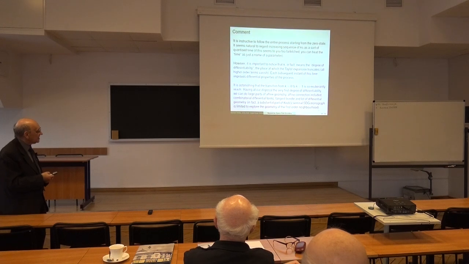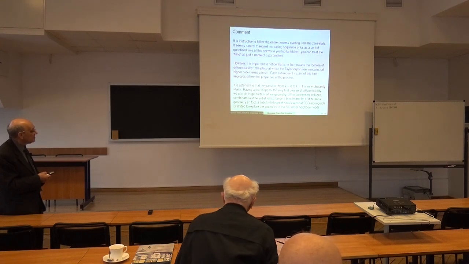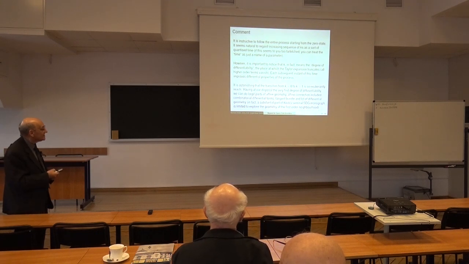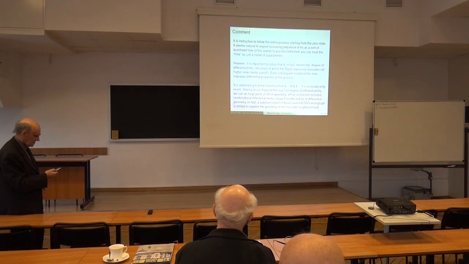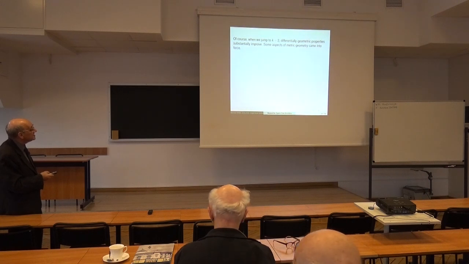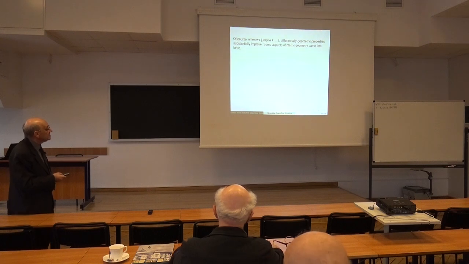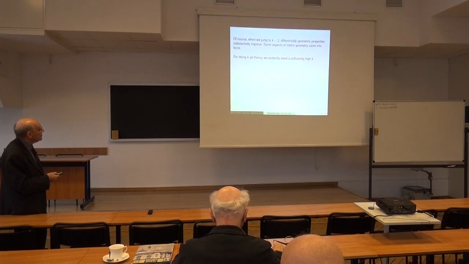There is a fundamental textbook by Kock on synthetic differential geometry, and this book is limited, in fact, to exploring the geometry of the first order neighborhood. So it is strange that from 0 to 1, we have such rich mathematics already. Of course, when we jump to k equal 2, differential geometric properties substantially improve. Some aspects of metric geometry, ordinary metric, can already be defined. For doing k-jet theory, we evidently need a sufficiently high k.